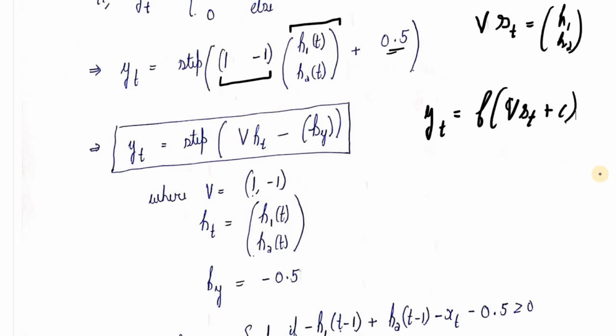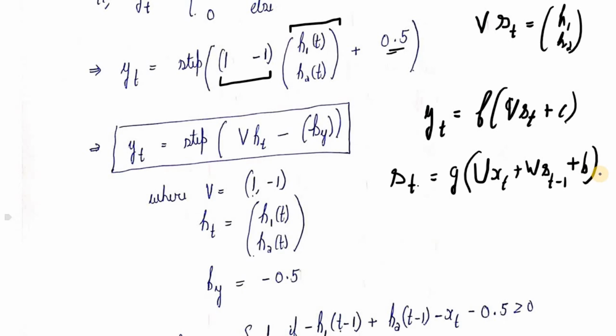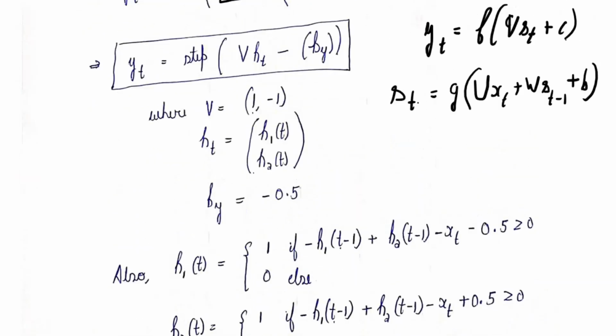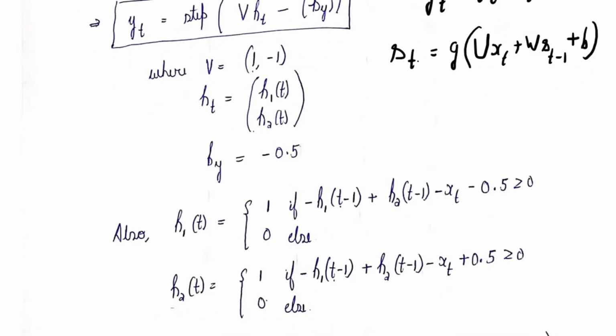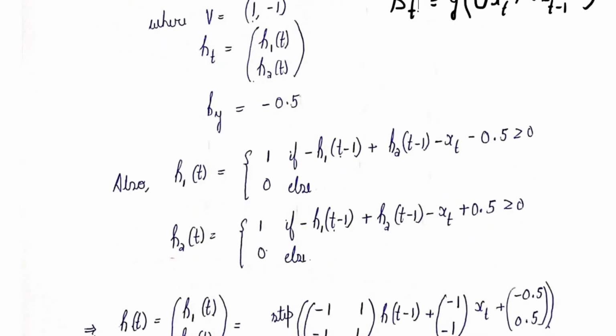Now there used to be another step where we have U, we multiply with xt, we have W multiplied with st minus 1, we add B to it, and there is another activation function G which will be equal to st. Just that the st and ht are used interchangeably over here, and we will combine the two activation functions h1t and h2t, which we determined in the previous step, to write the entire formula over here.